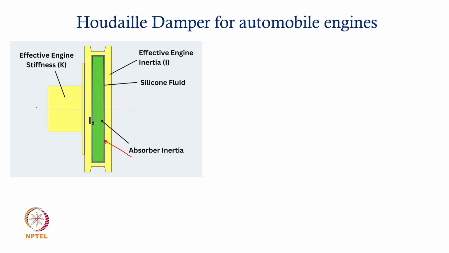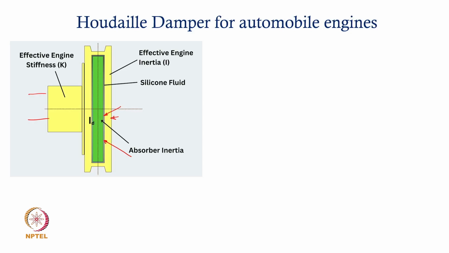Okay, so this is your end of the crankshaft, and on the end disc or a pulley you have an annular space, and in that annular space silicone fluid is filled, and then also you will find a disc which is floating in that space. Okay, separated from this pulley through the viscous fluid here. Okay, and it is freely floating.